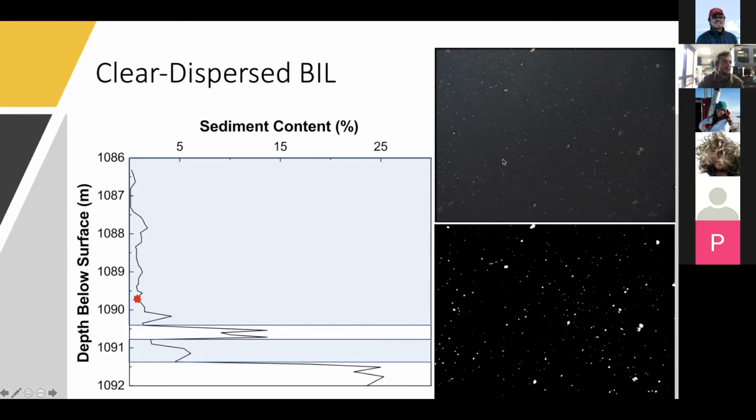On the right, you can see the results of the binarization of our original borehole image and then the binary image below it. The image was taken from 1088.64 meters below surface and is broadly representative of the clear and dispersed facies and contained about 1% sediment.